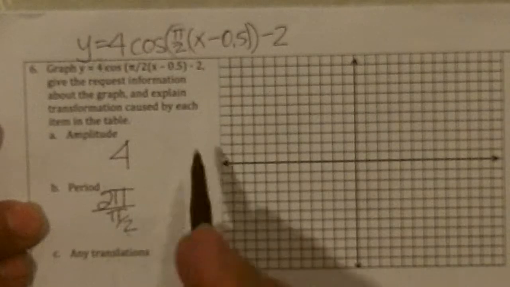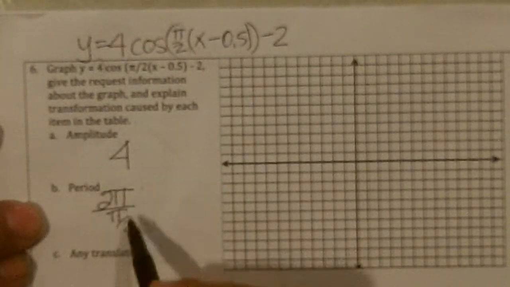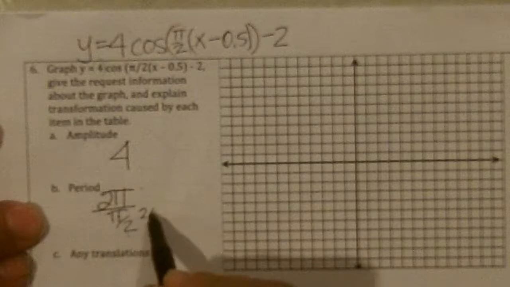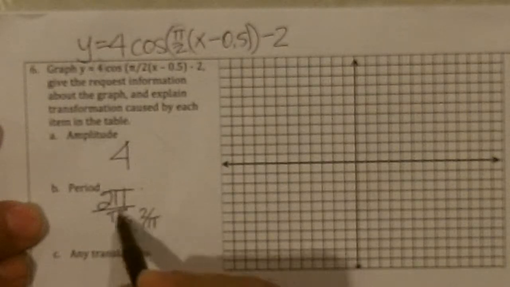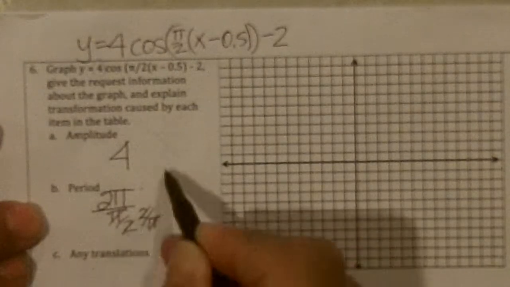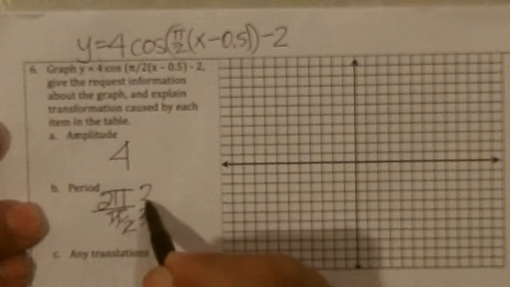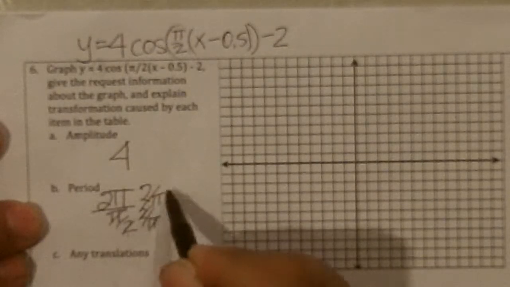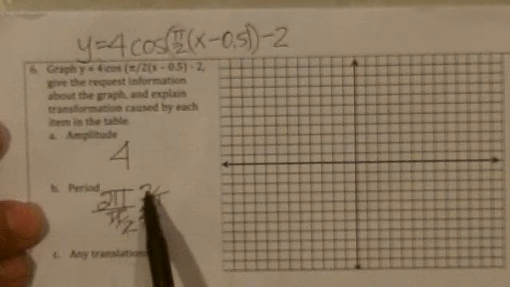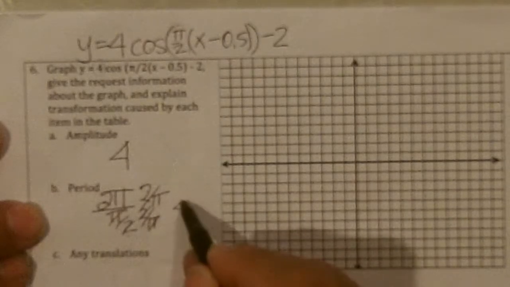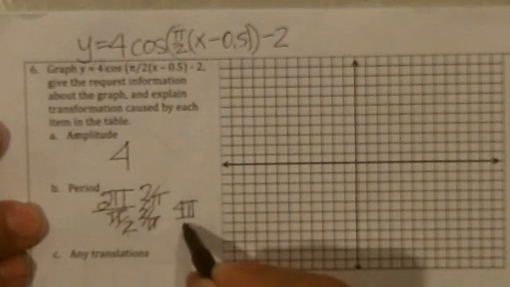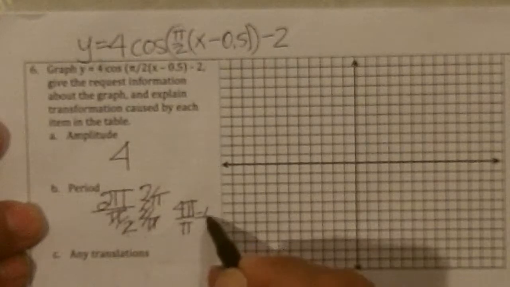To remove this, we multiply by the reciprocal, 2 over pi, so that those cancel, but I have to multiply the numerator by 2 over pi. So I get 4 pi divided by pi, which is 4.